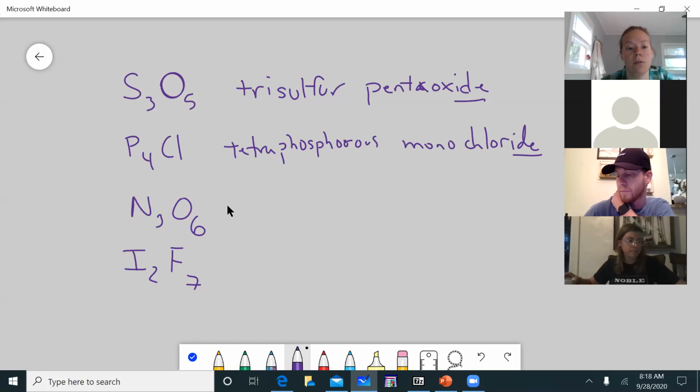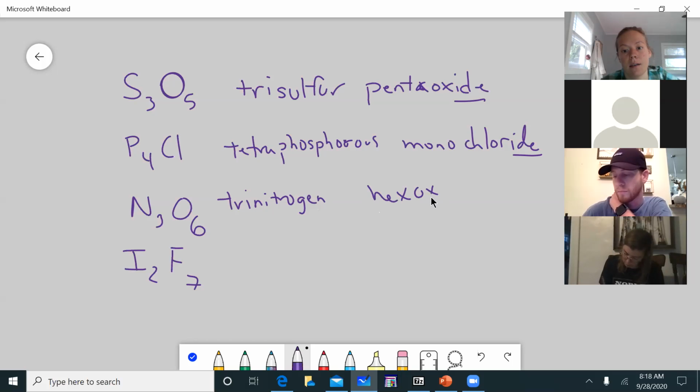This one here, 3 nitrogens and 6 oxygens. We don't reduce like we do with metals and nonmetals. So this would be trinitrogen hexoxide. This is probably, I think it's hexaoxide. I'm not really 100% with the vowel dropping either.